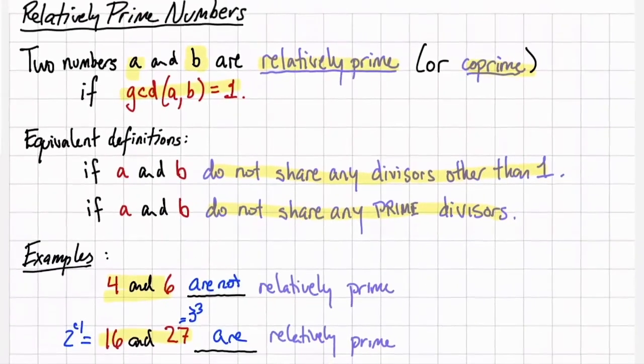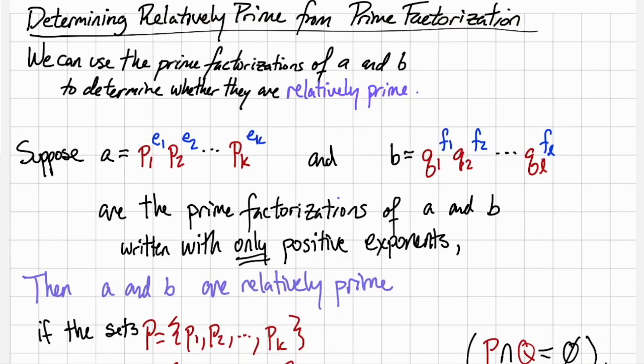When we have two numbers that are not prime, we can use the prime factorizations of a and b to determine whether they are relatively prime. So let's write a is equal to p1 to the e1 times p2 to the e2 times up to pk to the ek, and we write b is equal to q1 to the f1 times q2 to the f2 times up to ql to the fl. These are the prime factorizations of a and b written with only positive exponents. At no place in this product do we have a factor that looks like a prime to the 0th power.